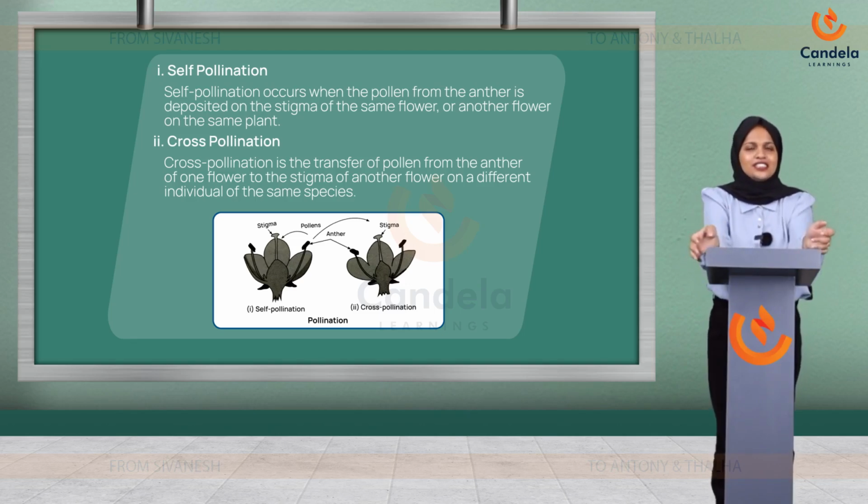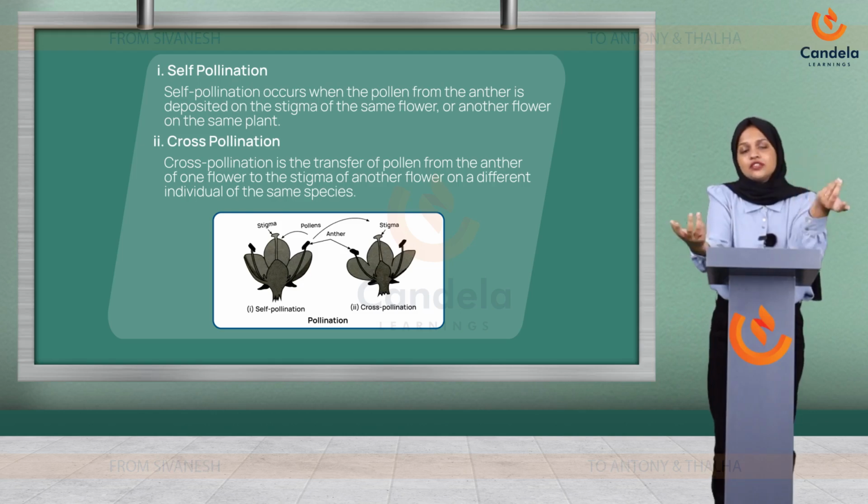Now, what are the advantages of cross-pollination? Cross-pollination takes place through insects, wind and so on. The advantage of cross-pollination is that it helps in the production of healthier offspring. It produces abundant and viable seeds, and new varieties can also be produced through cross-pollination. Now what happens, children? After pollination, what should take place?